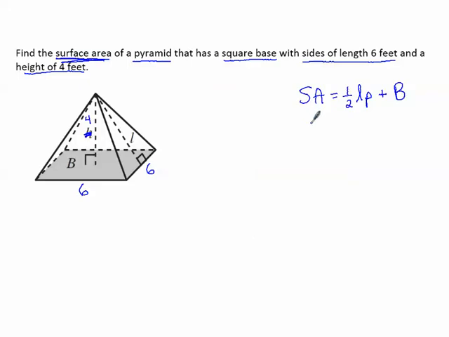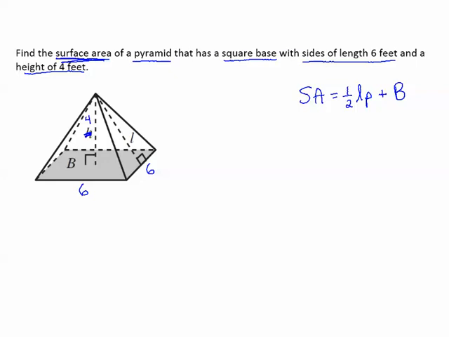So there are some things that we have to find first in order to solve this with the formula. L is not given in the problem. P, the perimeter of the base, is not given. And uppercase B, the area of the base, is not given. So there are some things we have to find first. Let's start with the L.